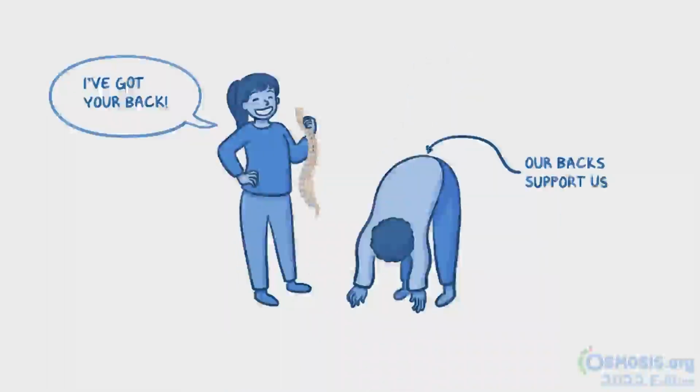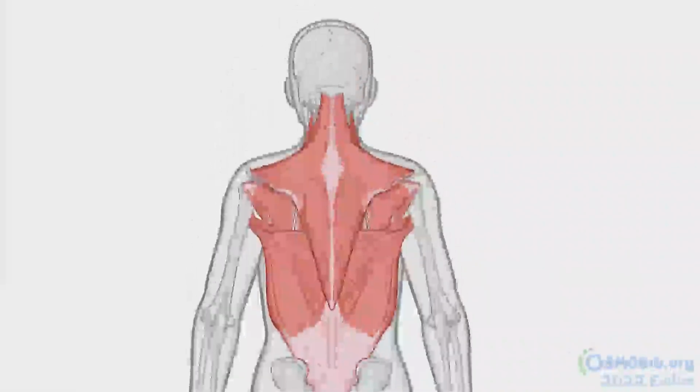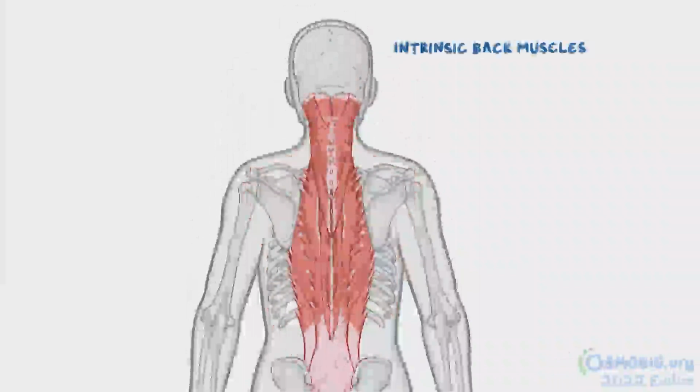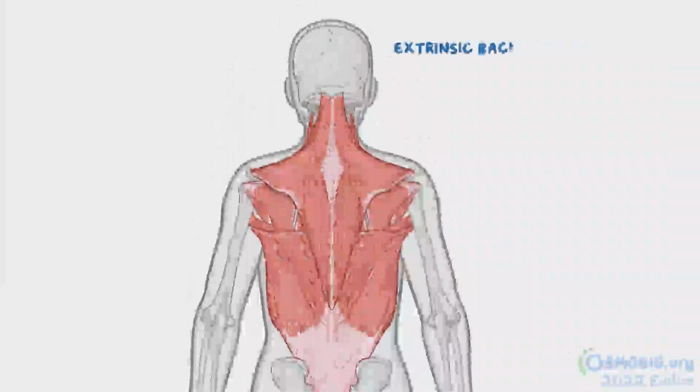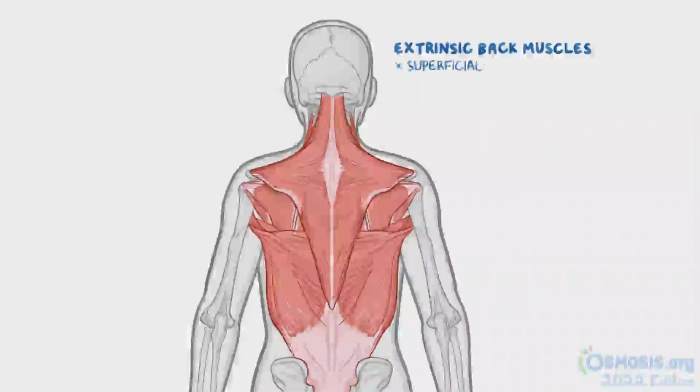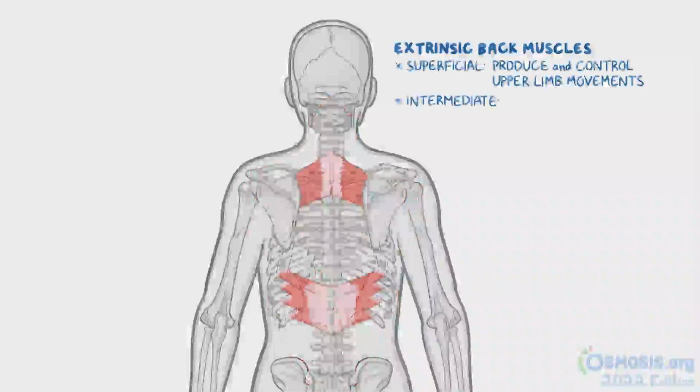Let's look at the muscles of the back that help maintain our posture and also provide movements of the trunk and upper limb. The muscles of the back are divided into two major groups: the extrinsic back muscles and the intrinsic back muscles. The extrinsic back muscles include the superficial back muscles, which produce and control upper limb movements, and the intermediate back muscles, which are thought to be involved in respiratory movements.